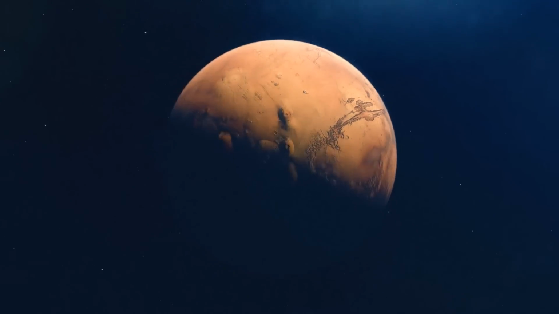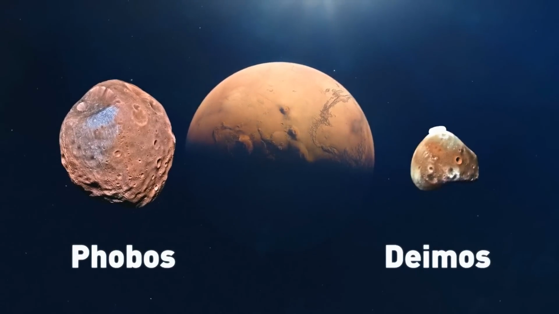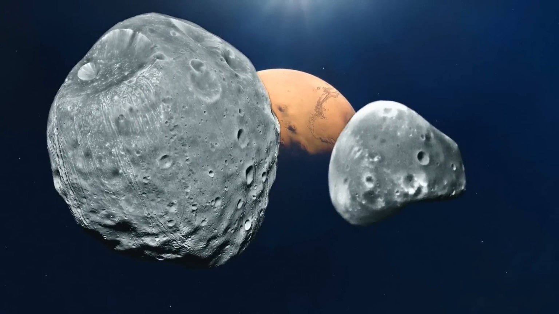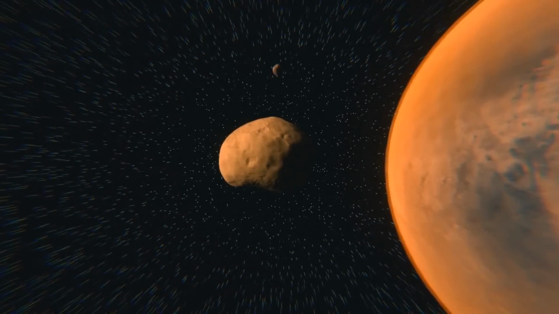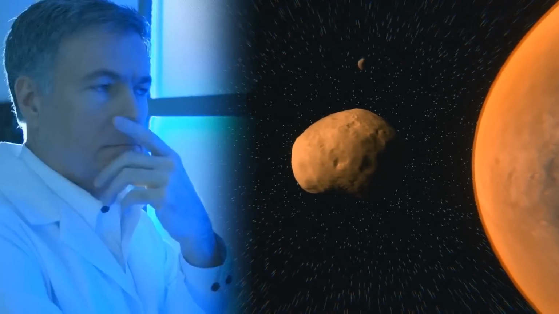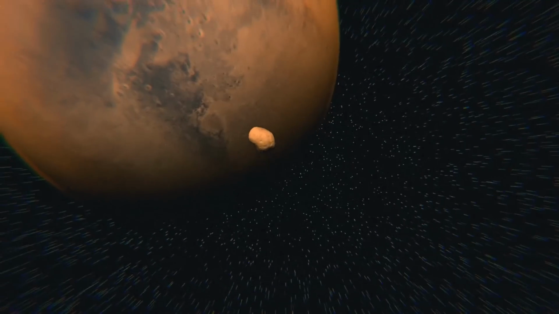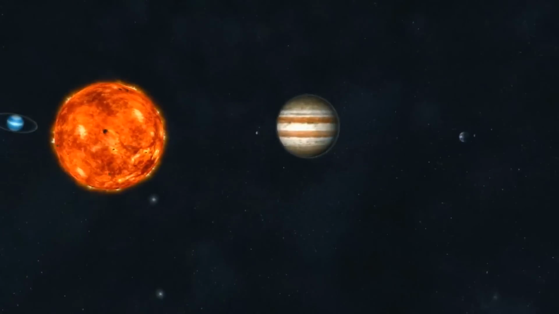So Mars has two moons, Phobos and Deimos. And apart from the bizarre shape, there's nothing remarkable about them, except for one thing. Not so long ago, scientists discovered a strange phenomenon on the surface of Phobos, and they still can't find any explanation for it. What is this phenomenon, and what does it tell us about the history of our solar system?